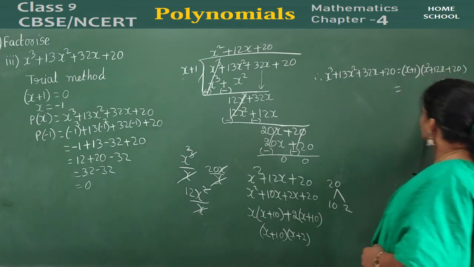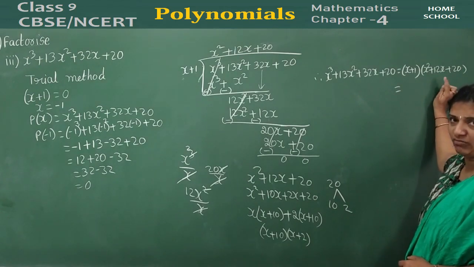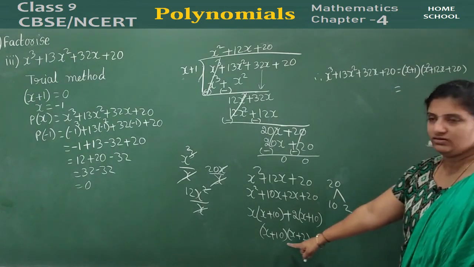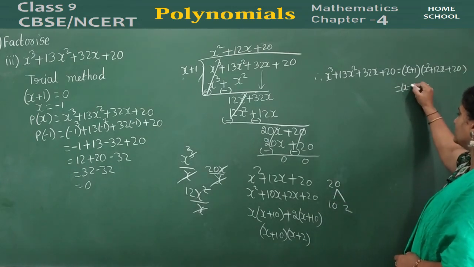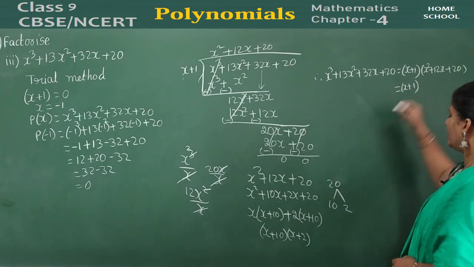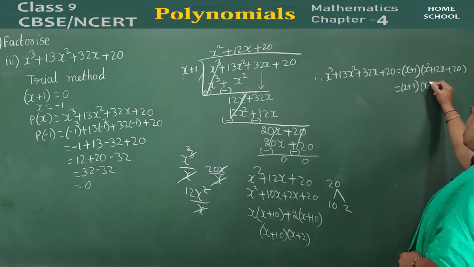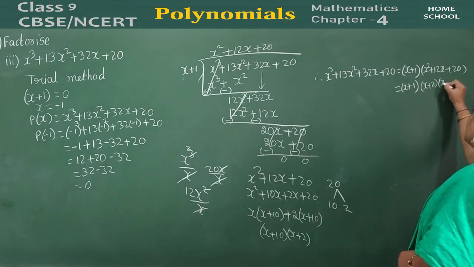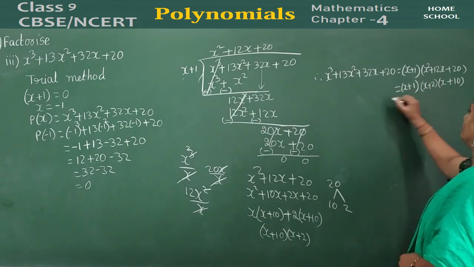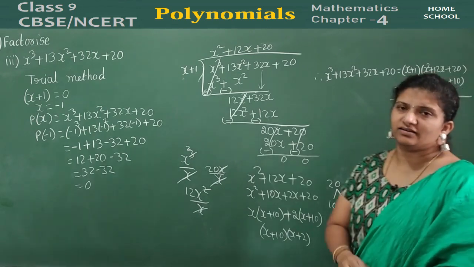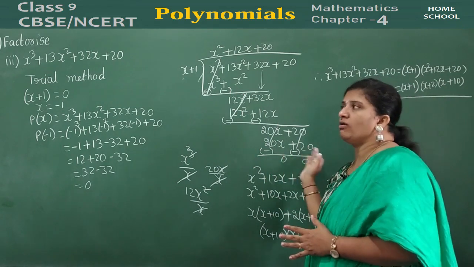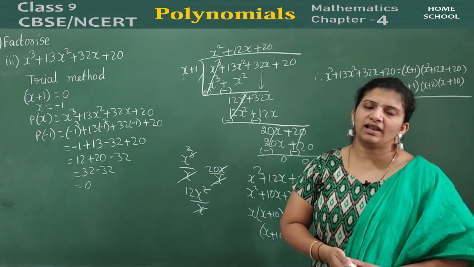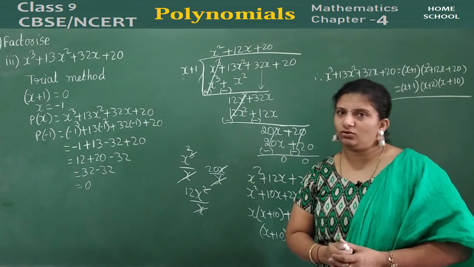Now this quotient, by using the splitting method, I have done the factorization here. So write those factors also: x plus 1 into x plus 2 into x plus 10. Therefore, this is your answer. Factorize. So you can do this long method or the 4-5 line splitting method also, children.